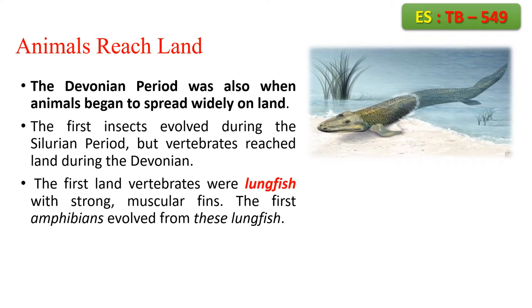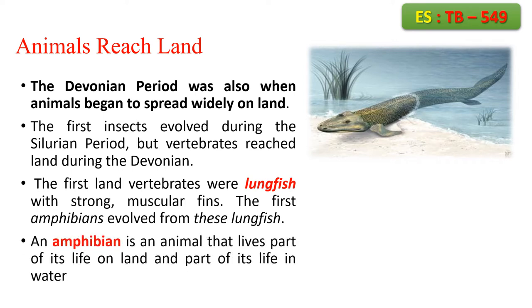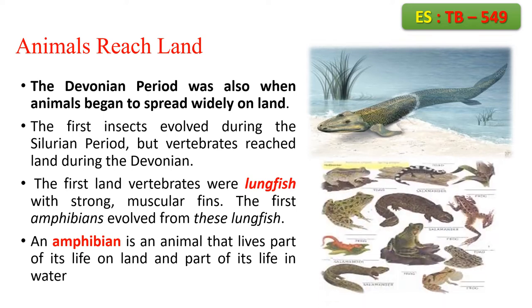Look at the diagram, you can see the first land vertebrates, the lungfish, with strong muscular fins. These lungfish were modified by the formation of amphibians and reptiles. An amphibian is an animal that lives part of its life on land and part of its life in water. Look at the diagram, you can see the amphibians and lungfish.